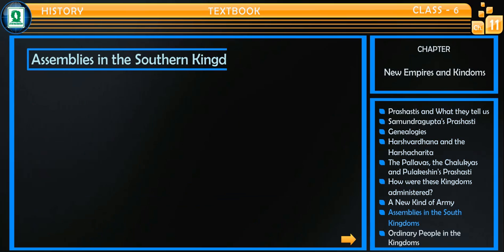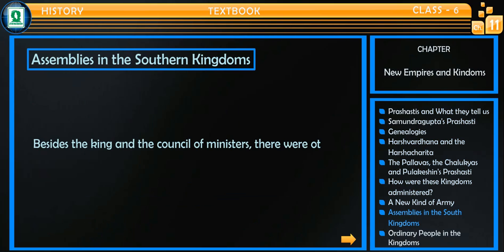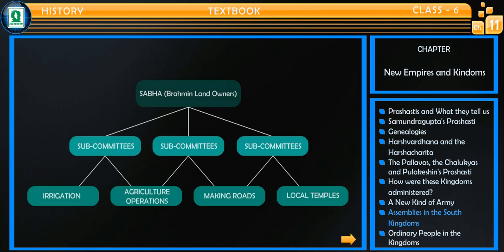Assemblies in the southern kingdoms. Besides the king and the council of ministers, there were other assemblies which worked at the village level. There was an assembly of chiefs called the Sabha. This included Brahmin landowners. These Sabhas functioned through sub-committees which looked after the welfare and the maintenance of the village, like irrigation, agricultural operations, making roads, local temples, etc.